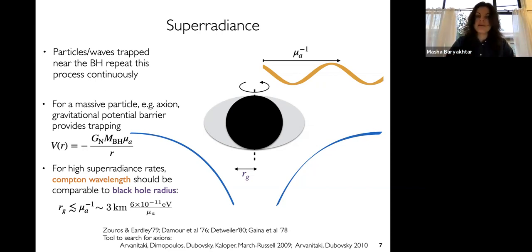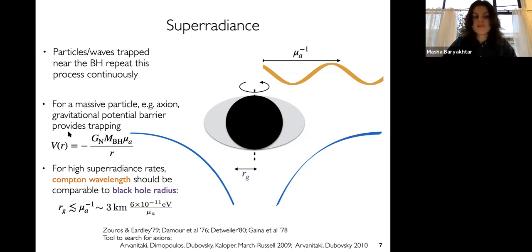That can happen if the wave has a small mass, just like axions do. And if these waves are trapped near the black hole, rather than massless waves scattering to infinity, the black hole can repeat this process continuously. So if the wave has an angular velocity around the black hole, and that velocity is smaller than the black hole rotation, then the wave will get continuously amplified, extracting energy and angular momentum from the rotation. And the wave will be localized around the black hole.